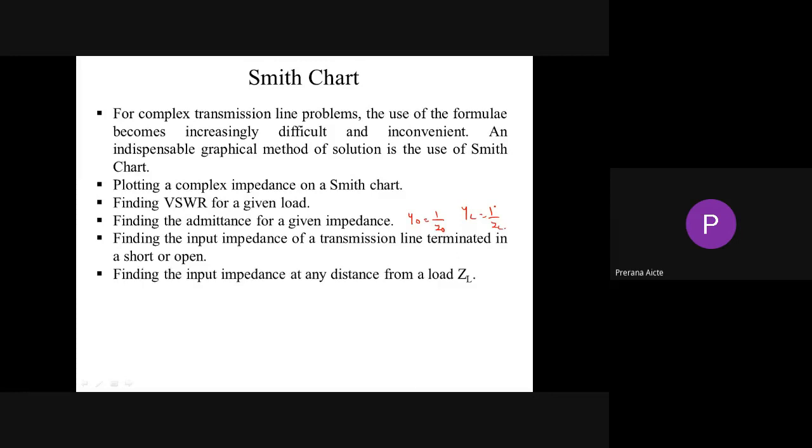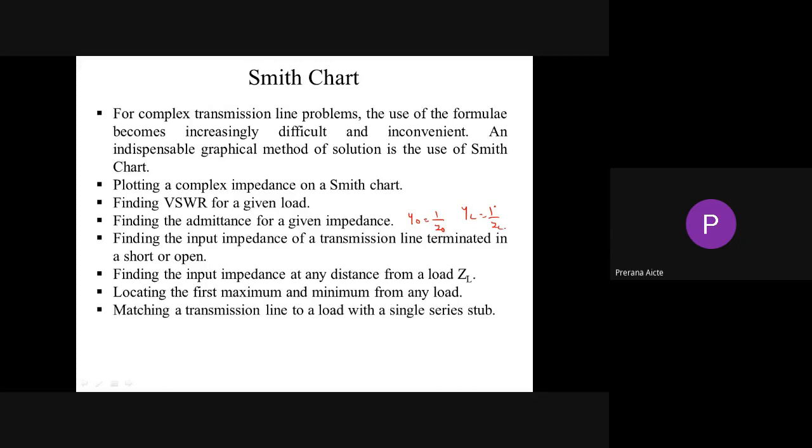Finding the input impedance at any distance from the load Z of L. So for any distance from the load, we have to find out the impedances in terms of the Z of L parameters. Next, locating the first maxima and minima from any load. So from the load, we have to calculate the impedances for maximum and minimum.